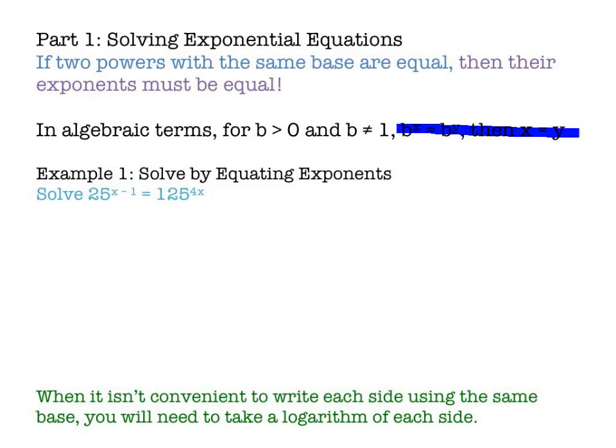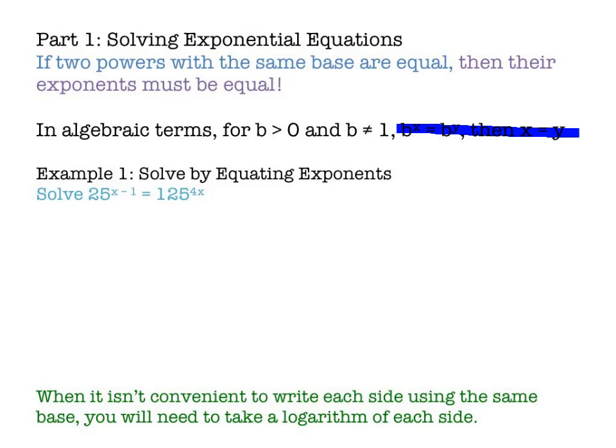And how we can use this is when we have an example like this first one here, where we have 25 and 125 as our bases. Now, those are not the same base. However, we can rewrite them so that they have the same base. So you should recognize that 25 and 125 are both powers of 5. So if I can rewrite this equation with a base as a power of 5 in both cases, then I can equate the exponents.